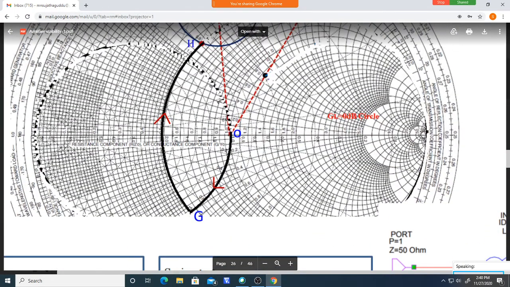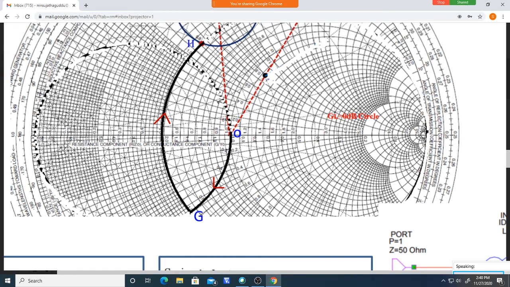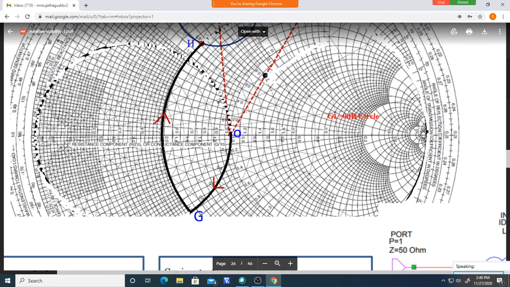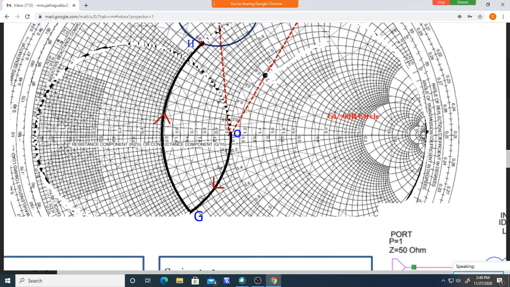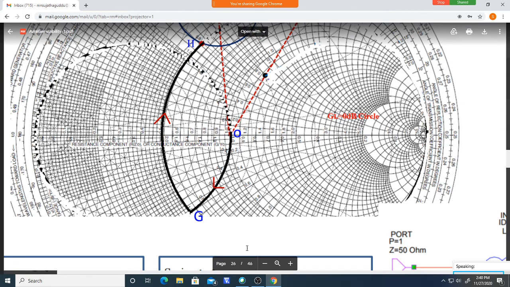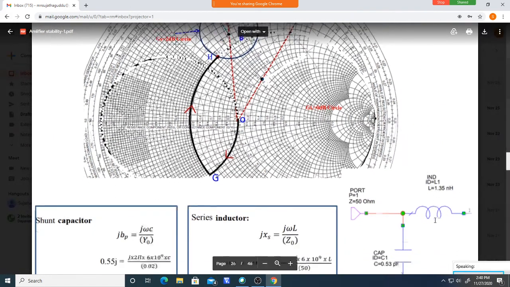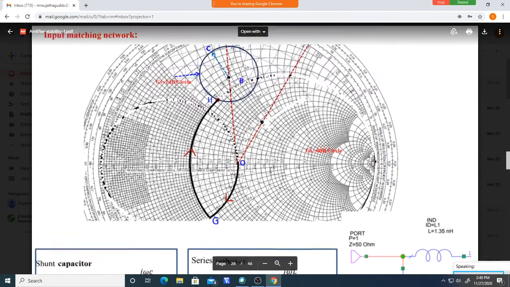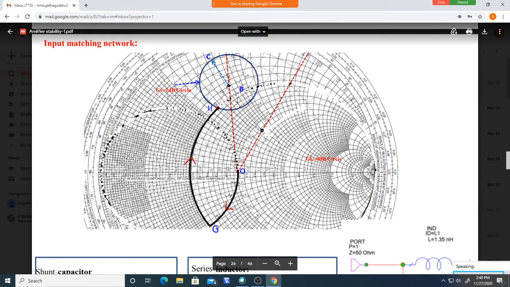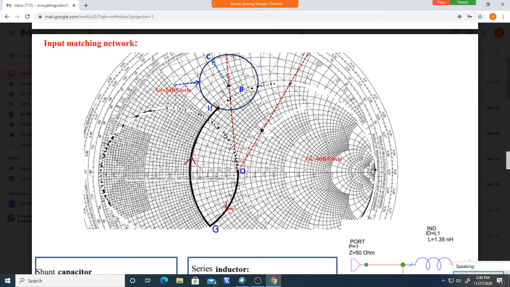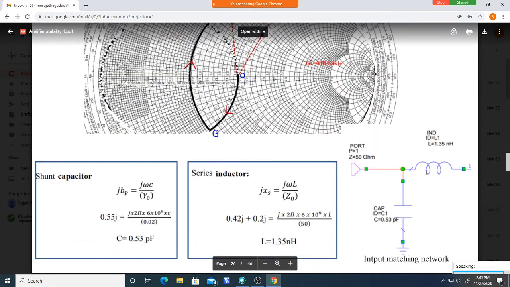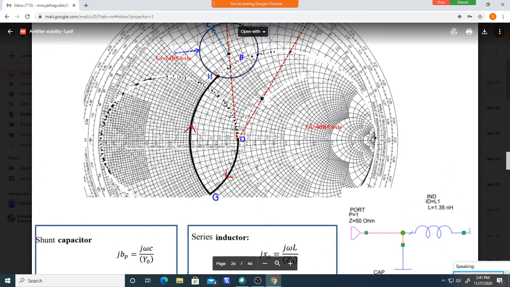Next, from here you reach this point. Here you are moving on a constant resistance circle like this. It is the clockwise direction, so an inductor in series is added like this. So we have drawn the constant 2 dB gain circle like this, and over that one point we have taken as ZS.